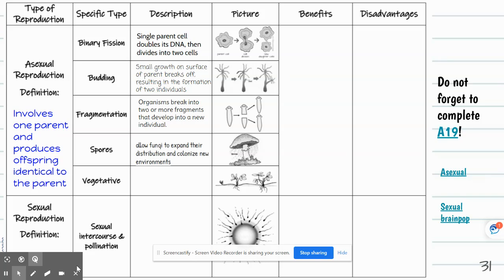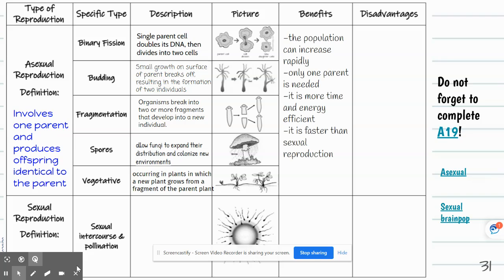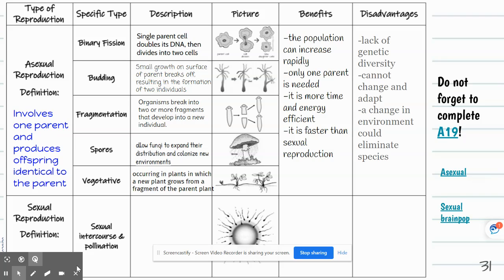Spores are found in fungi and allow them to distribute and colonize new environments. And then vegetative reproduction occurs in plants, where plants can grow from fragments or cuts of the parent plant. Benefits to asexual reproduction: populations can increase rapidly, one parent is needed, it's more time and energy efficient, and it's faster. A disadvantage is there's not going to be very much genetic diversity. Organisms cannot change and adapt to their environment, and a change in the environment could be really catastrophic and eliminate a species.